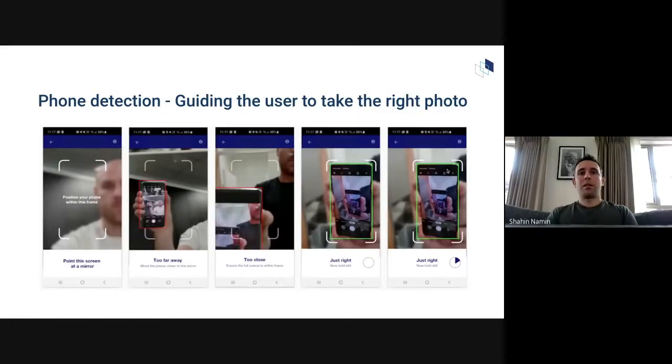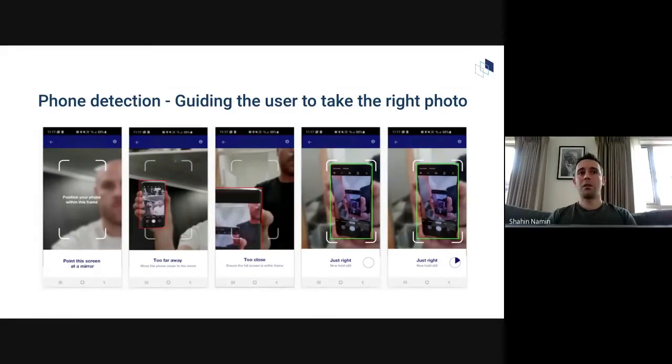So let's have a look at the first model, which is the phone detection model. This model runs on the phone. It provides feedback in real time to the user, and the aim is to help the user to hold the phone properly in front of the mirror.